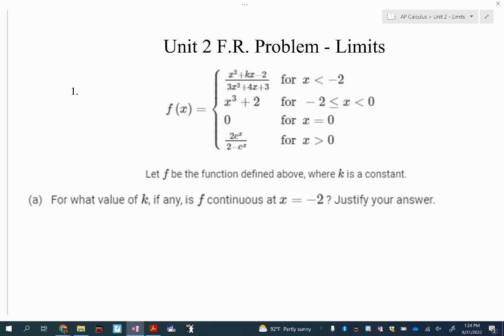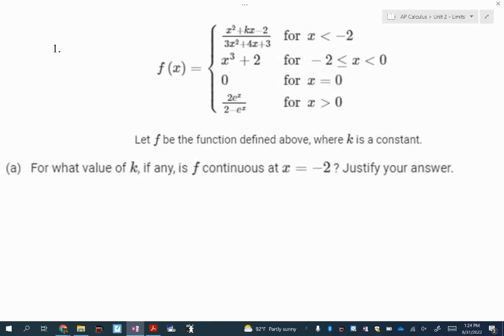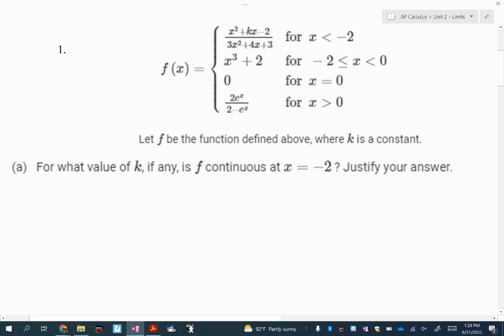But I did want to show you how they might ask you on the AP exam to do some of these concepts that we've been talking about with limits, but in the free response section. All right, so this is a non-calculator question. The first question is talking about this piecewise function, and it says, for what value of k, if any, is f continuous at x equals -2?